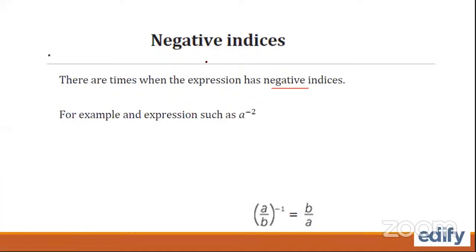The third law of indices states that when the base is powered inside brackets and we multiply the powers, we multiply n times m. We get a to the power n times m. Good. Thank you.